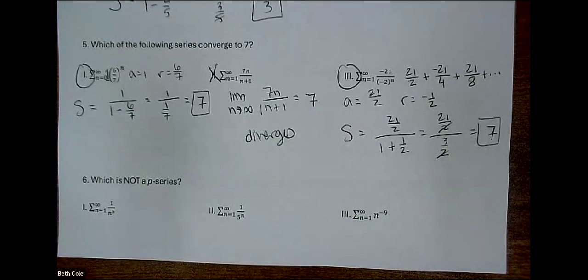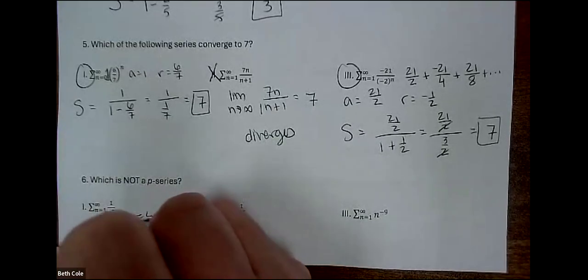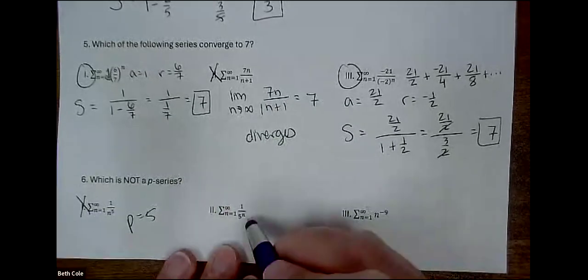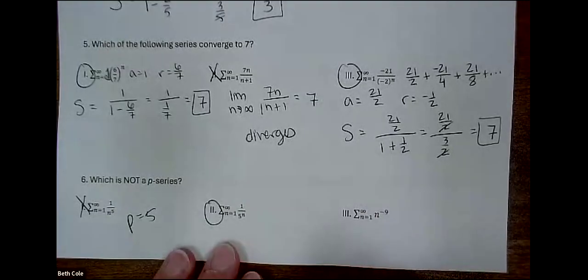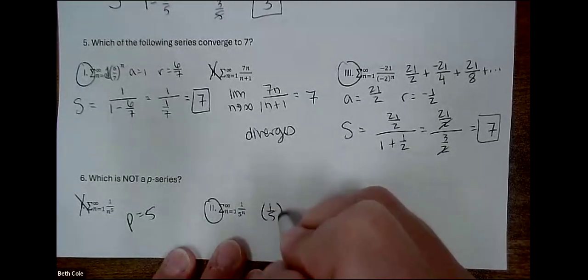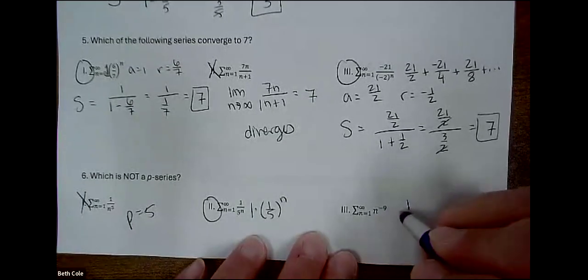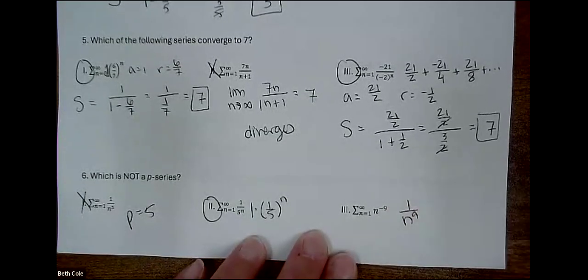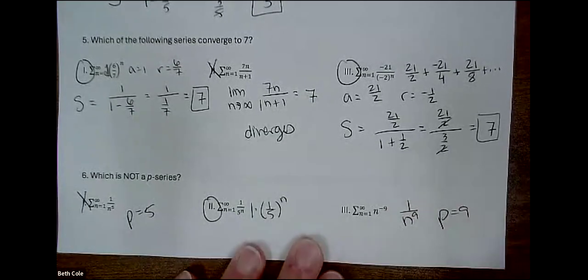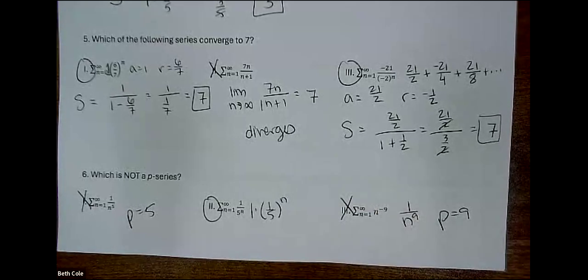All right, which one is not a p-series? This is a p-series where p is 5, so I don't want that one. This is not a p-series. That would be geometric, where you would have 1/5. You could do 1 times 1/5 to the n. A is 1, R is 1/5, so that one's geometric. It is not a p-series. You can rewrite this one as 1 over n to the 9th, so p is 9. So that is a p-series. And it said which one is not a p-series, so we don't want that.